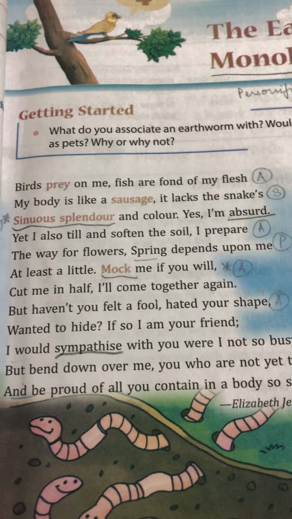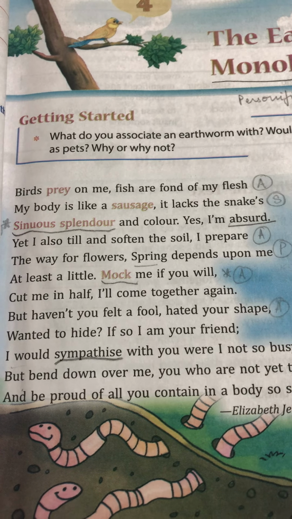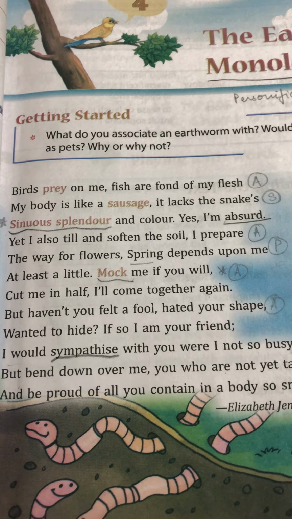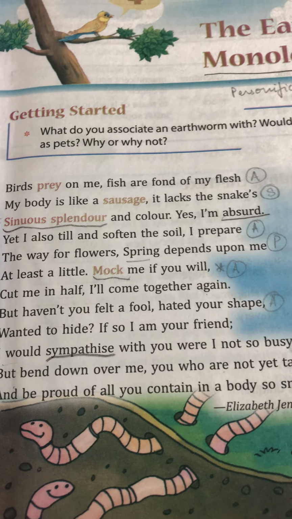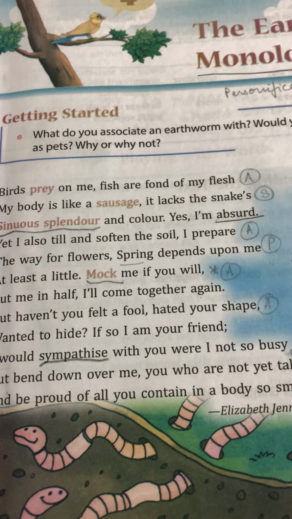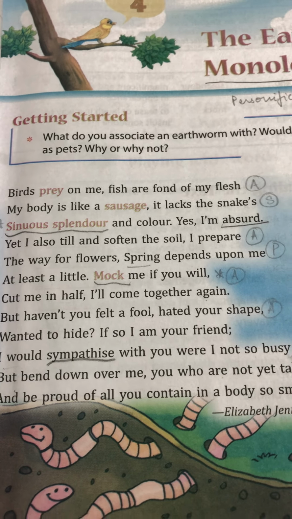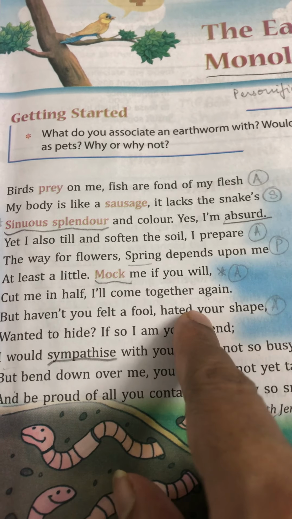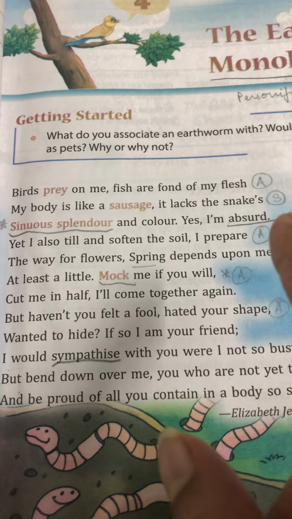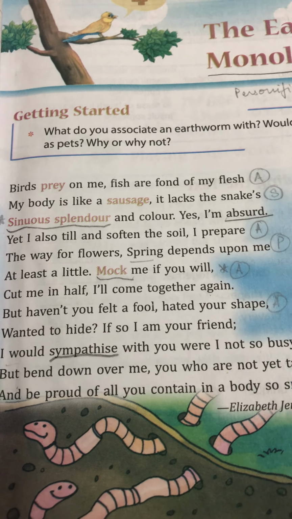So the earthworm over here is lamenting over its fleshy kind of body, that as I am a little bit fleshy, it means it has not got any skeletal structure. It is not bony at all. Rather, it's mere flesh. So birds prey on me means birds feed on me. Fish also feed on me because I am mere flesh. My body is like a sausage.